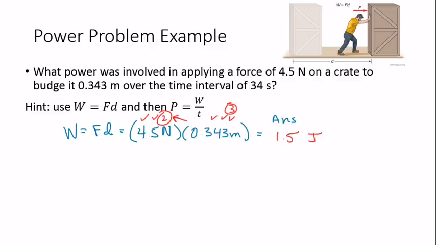So now I need to knock out power. Power is work divided by time, so power equals the work that I found, 1.5 joules, divided by time, which is 34 seconds. I'm going to have to round it to 2 digits again, and I got 0.045. And units of power, we said, are watts. That's it. Not too bad.